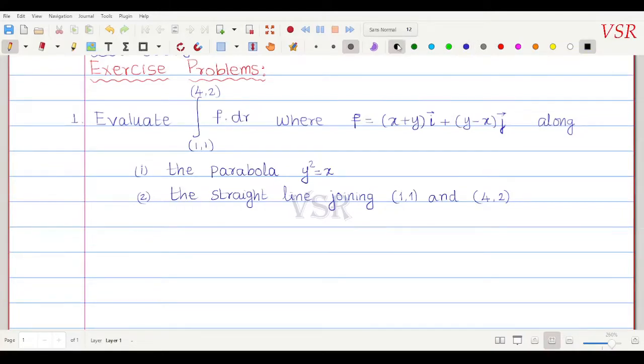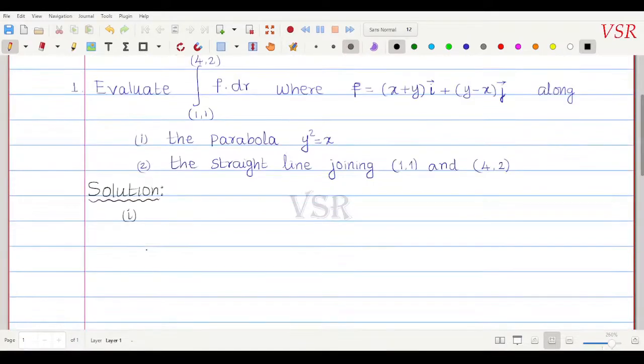So problem number 1, first let me take the parabola y square equal to x. Solution. So first we are going to integrate, integral over C of F dot dr.